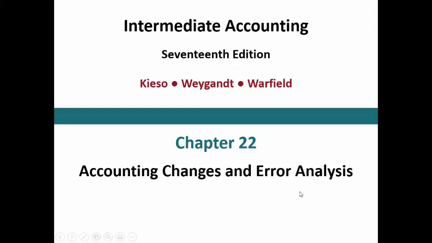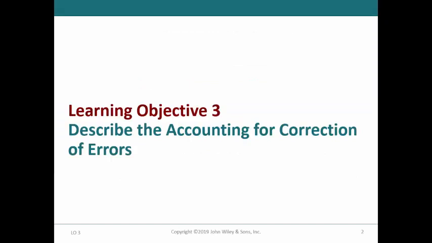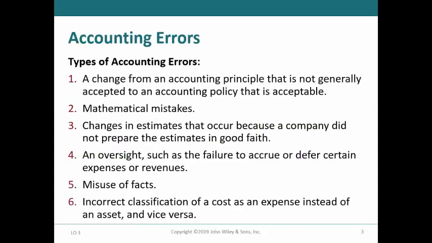This is the second part of the presentation for Chapter 22, Accounting Changes and Error Analysis. In this objective, we will describe the accounting for correction of errors. This slide shows some of the types of accounting errors that can occur.